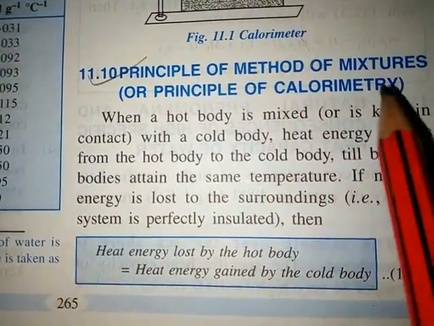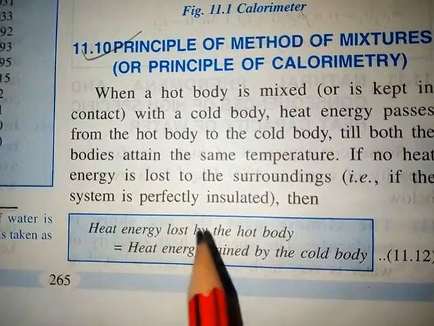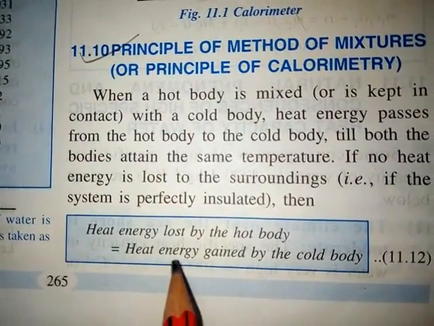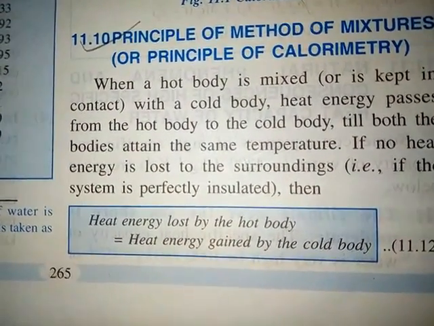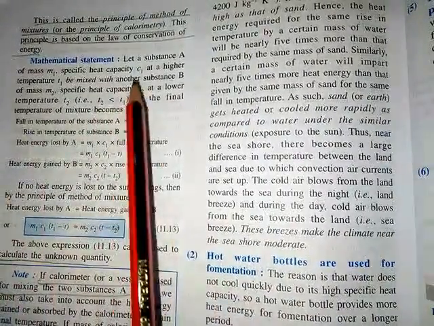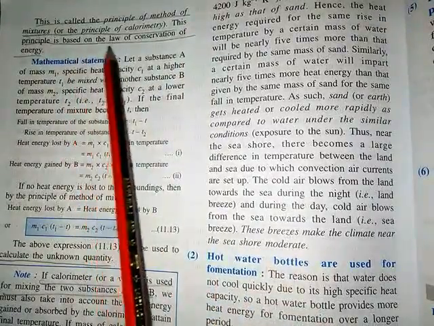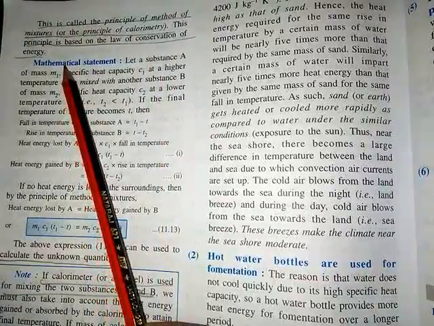Now, the principle of method of mixtures, or principle of calorimetry. It is: heat energy lost by the hot body is equal to the heat energy gained by the cold body. This is called the principle of method of mixtures, or the principle of calorimetry. The principle is based on the law of conservation of energy.